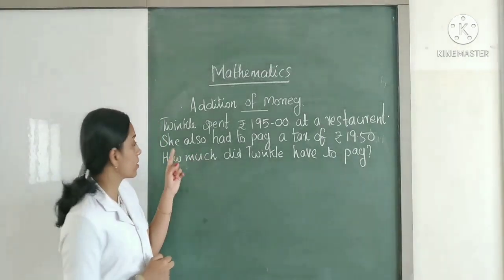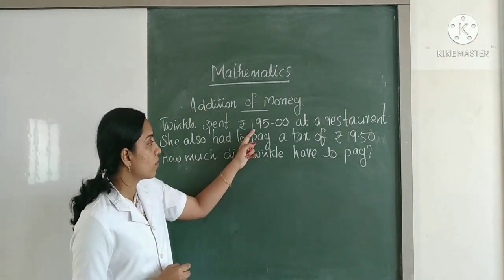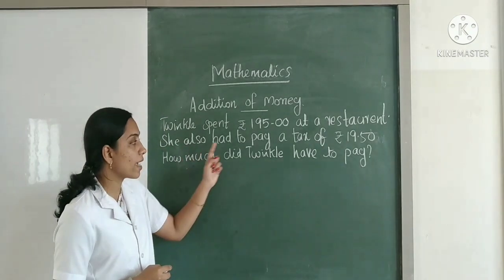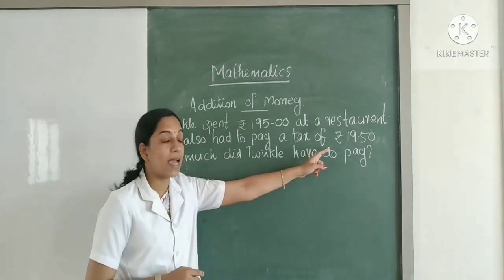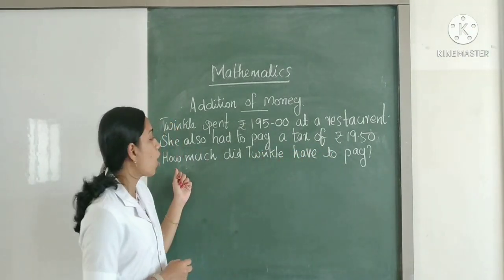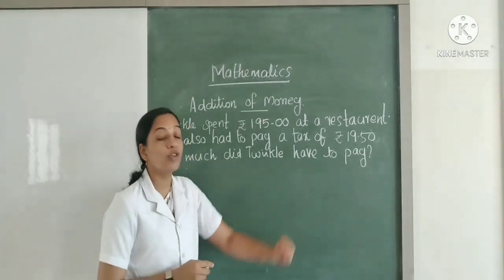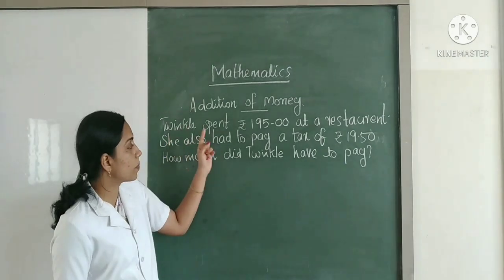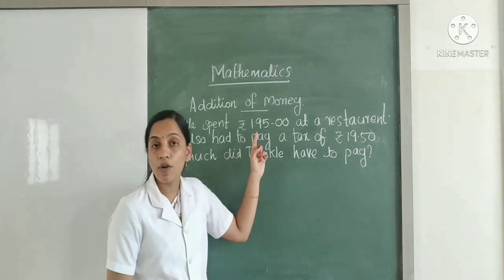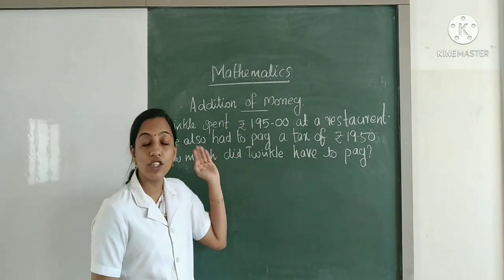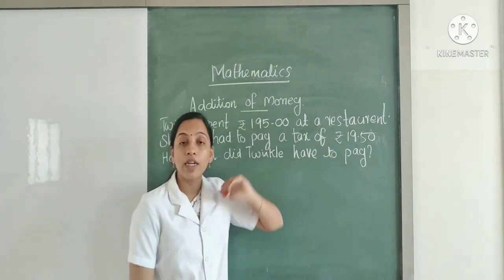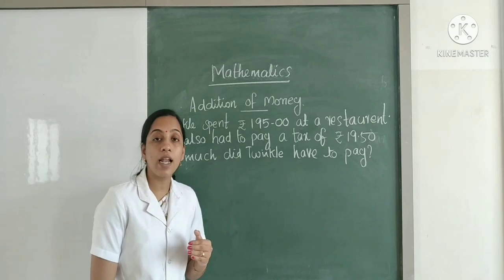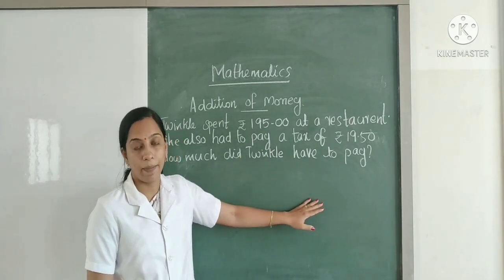I will read the question. Twinkle spent 195 rupees at a restaurant. She also had to pay a tax of 90 rupees and 50 paise. How much did Twinkle have to pay? See children, here Twinkle spent 195 rupees at a restaurant and she also had to pay a tax of 90 rupees and 50 paise. Here we have to find out the total amount she has to pay.